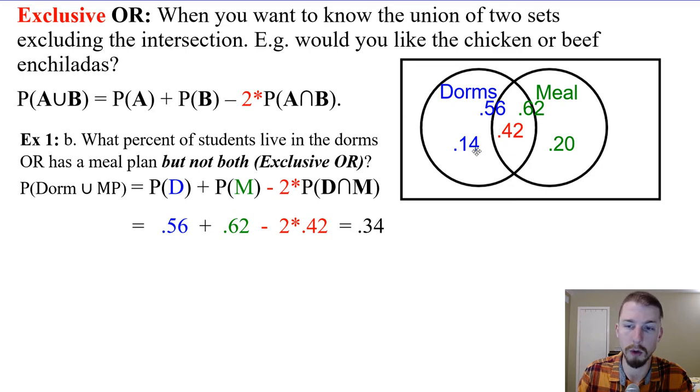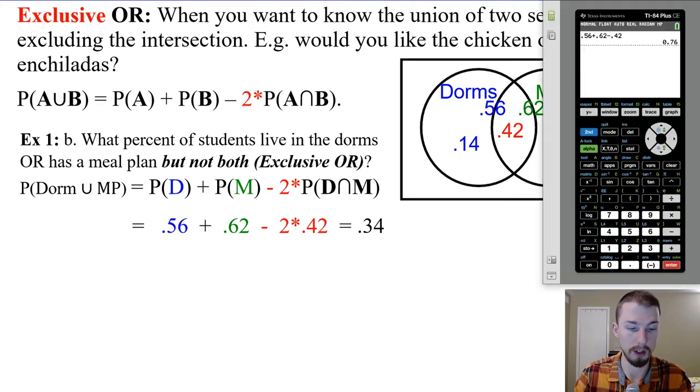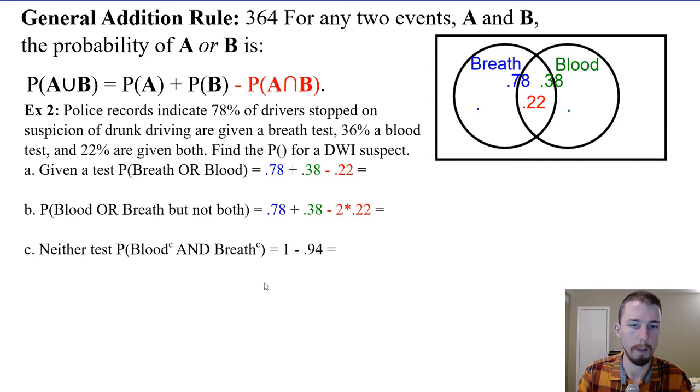So the exclusive or, we could add the 14 and the 20%, or we could do the 56 plus the 62 minus 2 times the 1 in the middle. So that would look something like this. I'm just going to modify this. So 2 times 0.42. All right, so it should give me 34%, which it does. No problem.